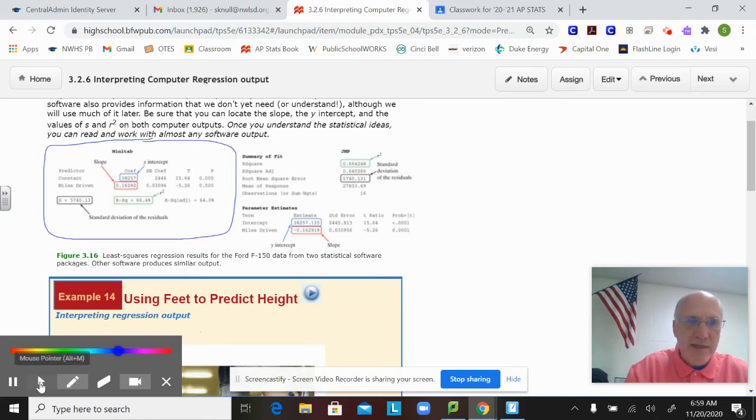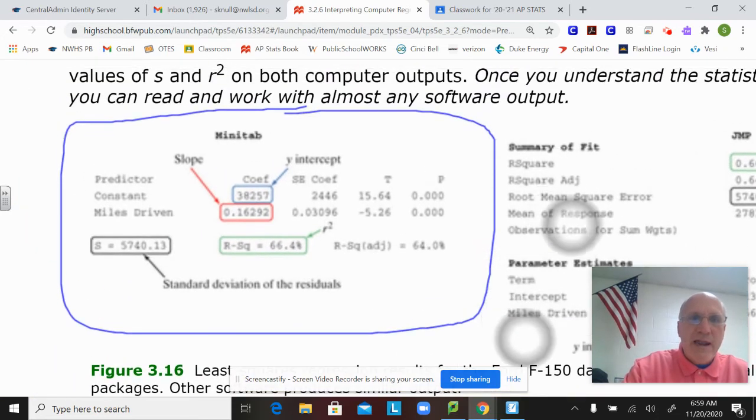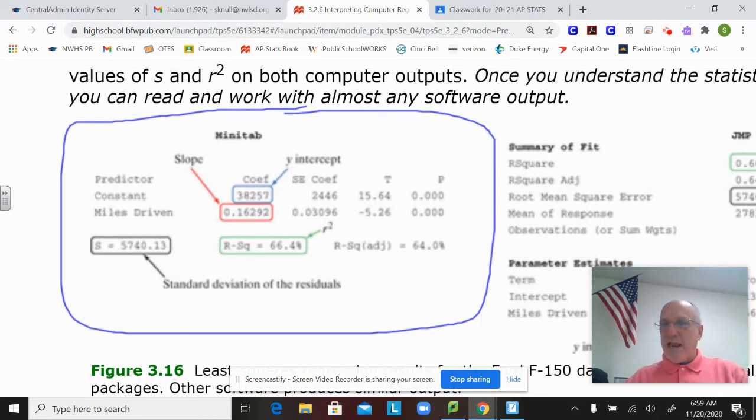Now, if I zoom in, I think that blue box will still be there. I don't know. It will be. Okay.